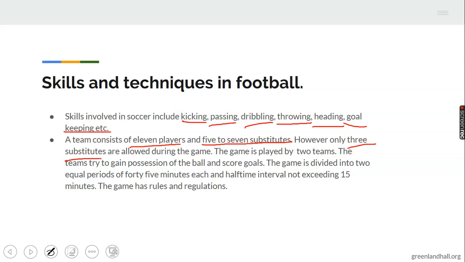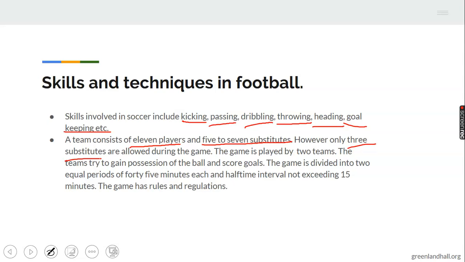Now, the game is played by 2 teams. Of course, we've mentioned that. A team here, a team there, 2 teams. And then the teams try to gain possession of the ball and score goals. You see, all the players keep running just to make sure that they are in possession of the ball. Now, the game is divided into 2 equal periods of 45 minutes each and a half-time interval not exceeding 15 minutes. Yes, in the game of football, there is first half, there is second half. After first half, there is a break. Then the players quickly refresh themselves and then they get back for the second half of the game.